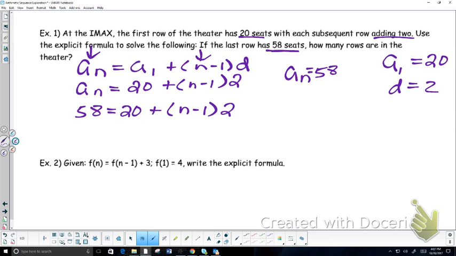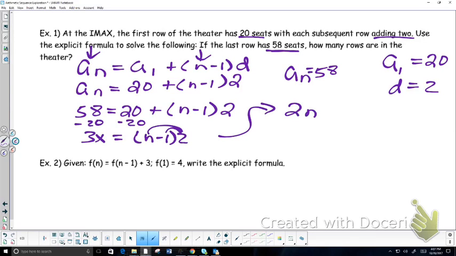And now we're just going to simplify it to get n by itself. You may want to start by subtracting 20 from both sides, which would give you 38 equals n minus 1 times 2. Then I need to distribute my 2, which would give me 2n minus 2 equals, I don't know why that looks like an x. That's supposed to be, what's that supposed to be? Oh, a 38. Okay, that's a 30. Hold on, that doesn't look at all like a 38. Let me make that look like a 38. Okay, better? Yes, subtract the 20.